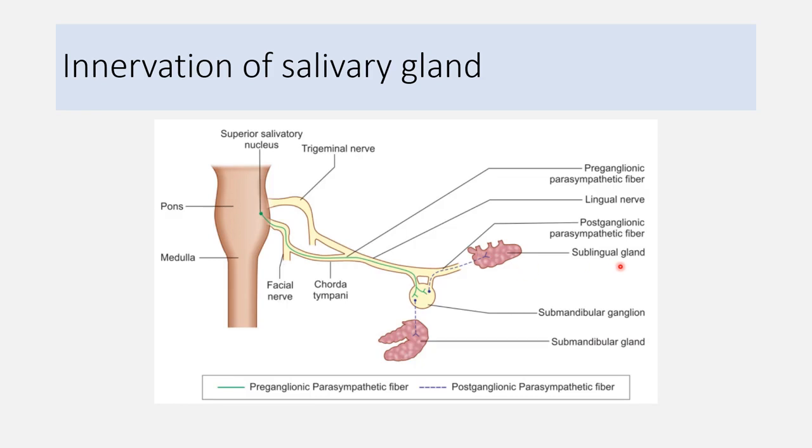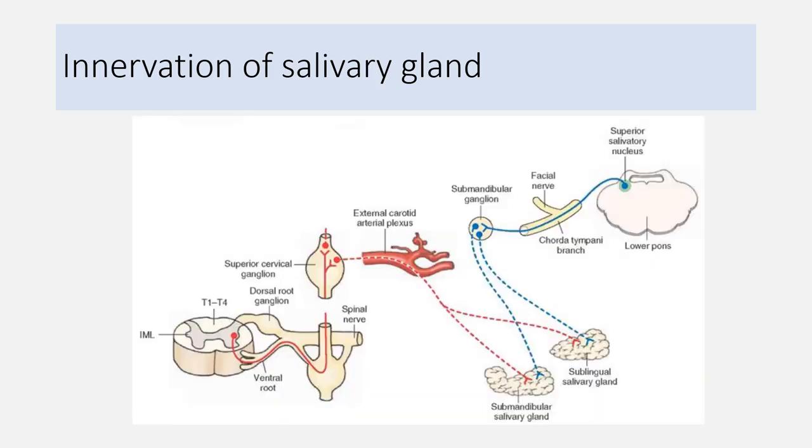Innervation of the sublingual gland and submandibular gland is by the facial nerve. Preganglionic fibers arise from the superior salivary nucleus and they end in the submandibular ganglion. Short postganglionic parasympathetic fibers supply the submandibular gland and sublingual gland. So the glossopharyngeal nerve supplies the parotid gland and the facial nerve supplies the submandibular gland and sublingual gland.